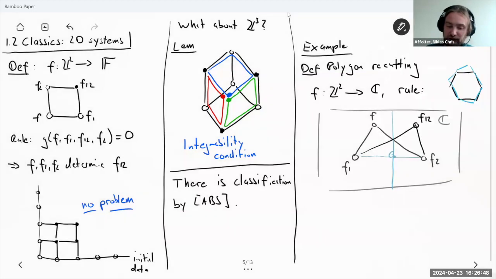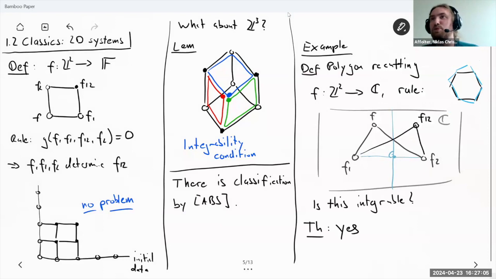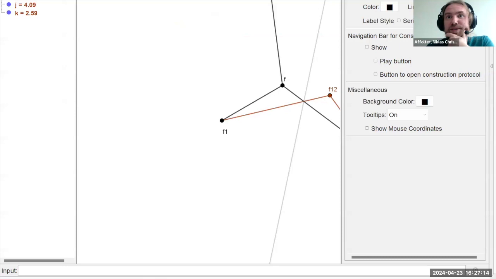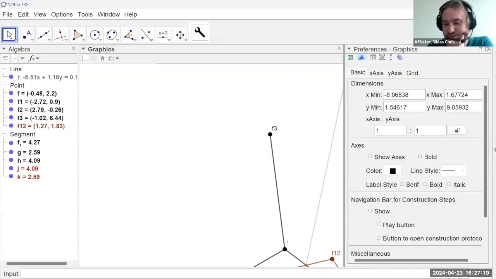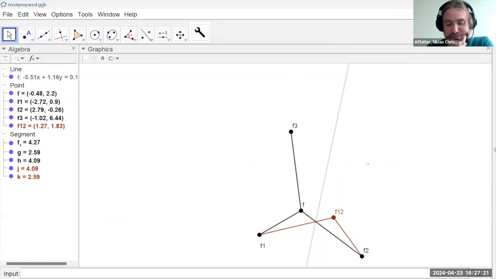Right. So the question is, is this integrable? I have now a rule on quads. Can I do this in a cube? Okay, the theorem is yes, but I'm not going to prove it. Instead, I'm just going to try to show it to you. So let's see if I can make this work. Some live geometry. Let's see if this works.